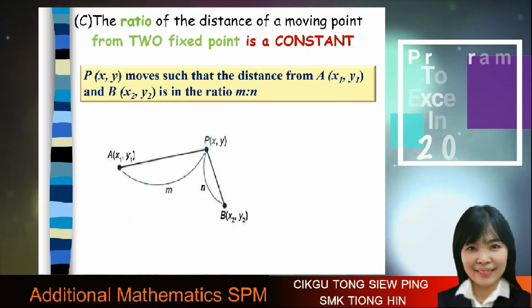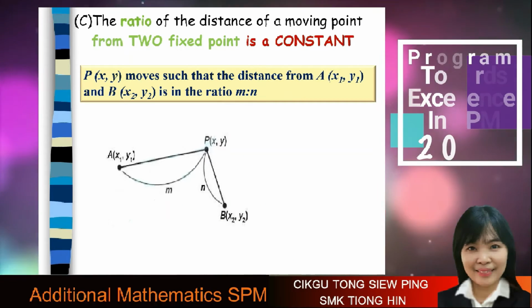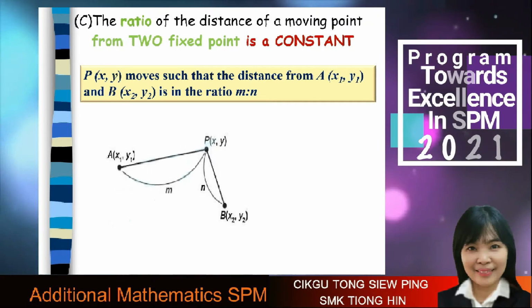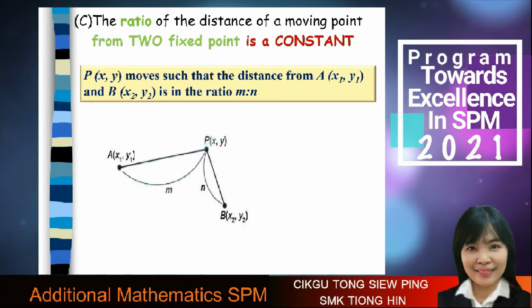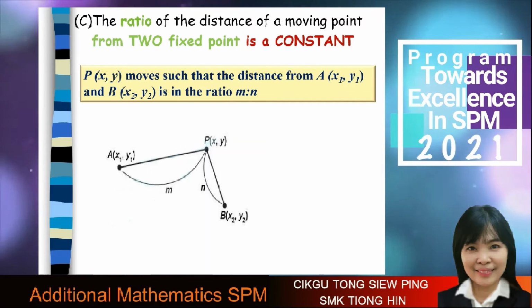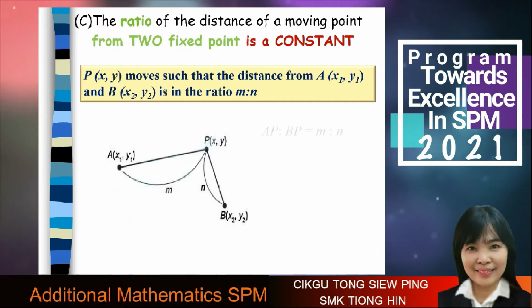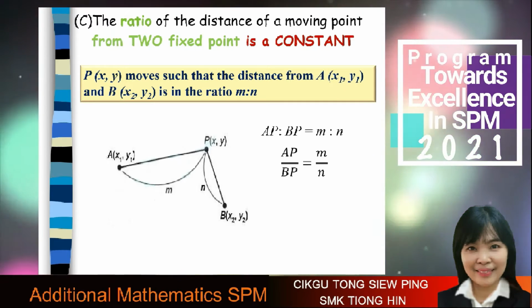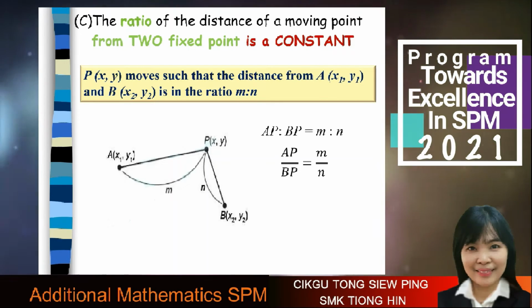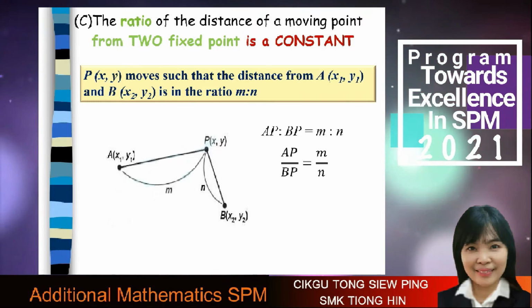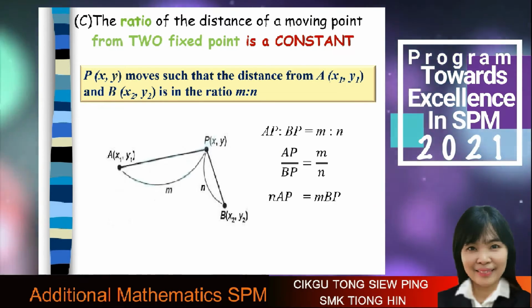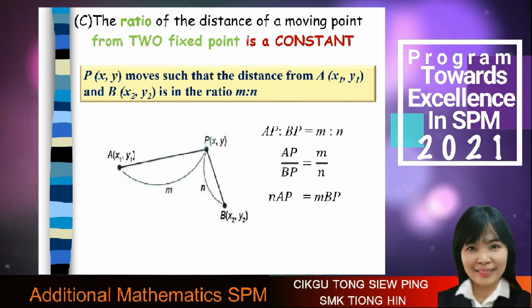The ratio of the distance of a moving point from two fixed points is a constant. Point P moves such that the distance from points A and B is in the ratio of m to n. So we can rewrite this in fraction form. AP over BP is equal to m over n. Then we cross multiply this, we get nAP is equal to mBP.